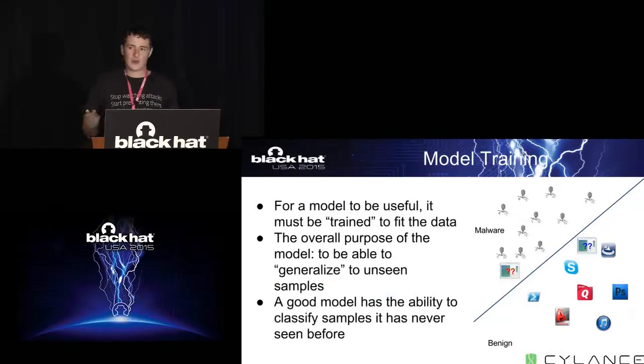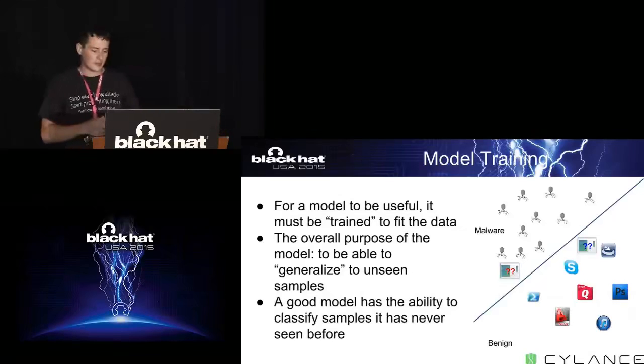So as I was saying, the whole point of the model is to learn sort of a separating region between the good stuff and the bad stuff, or whatever you're trying to classify. So to do this, you have to train the model.